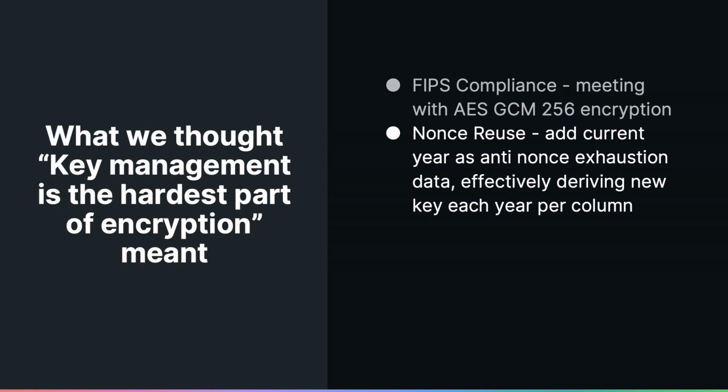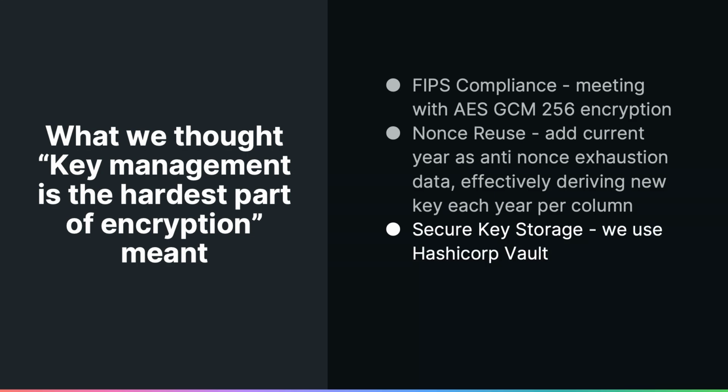But we weren't worried about this, right? We thought we were being very clever. We added the current year as anti-nonce exhaustion data, which effectively derived a new key for each column every single year. Another thing that we were concerned about that you might read about is secure key storage, right? And we weren't worried about this, though, because we were using HashiCorp Vault to store our keys, and we had been using that in part of our previous column encryption strategy transition for some time.